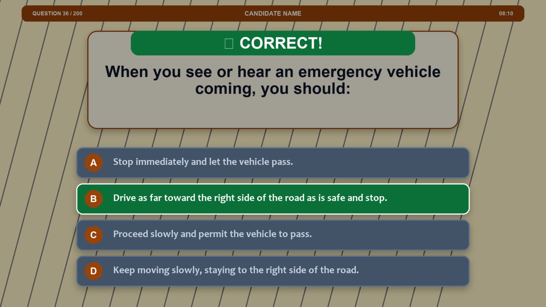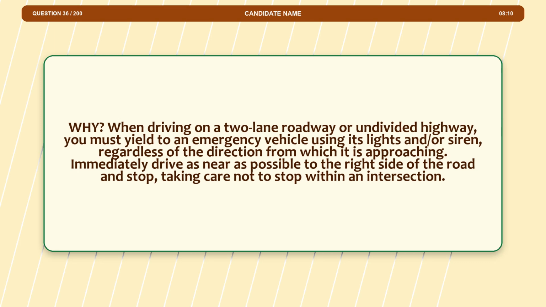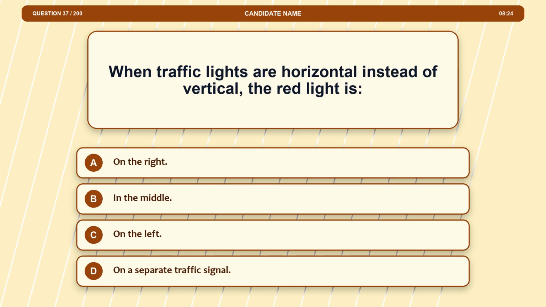The correct answer is option B. Drive as far toward the right side of the road as is safe and stop. Explanation: when driving on a two-lane roadway or undivided highway, you must yield to an emergency vehicle using its lights and/or siren, regardless of the direction from which it is approaching. Immediately drive as near as possible to the right side of the road and stop, taking care not to stop within an intersection. Question 37.